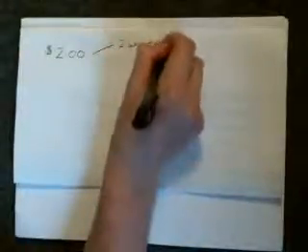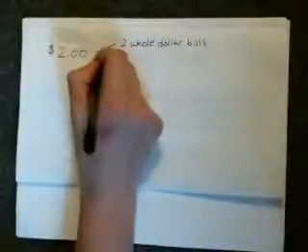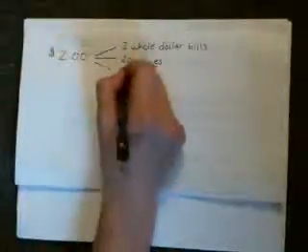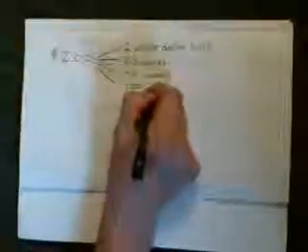So, let's start. Let's say I have $2. Well, I can have either two whole dollar bills, that'll get me $2, or I can have 20 dimes to get me $2, or I can have 40 nickels, or I can have 200 pennies.